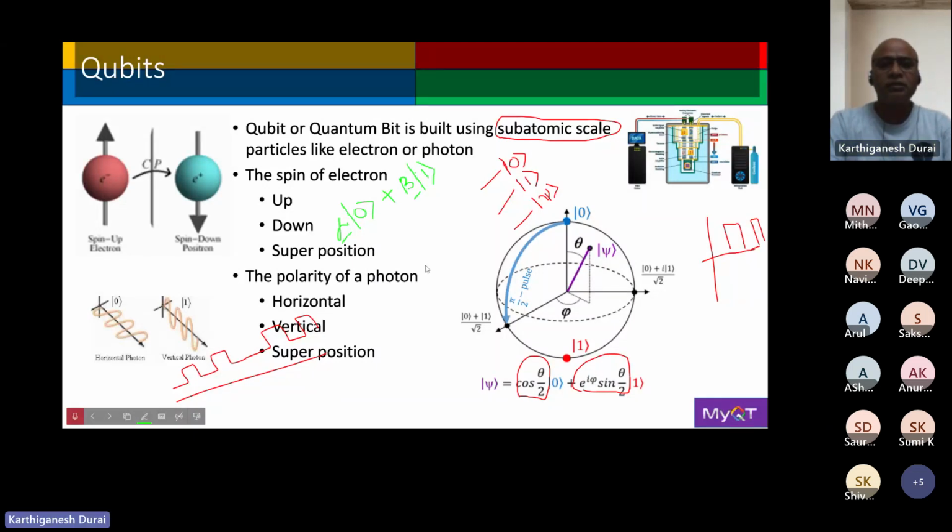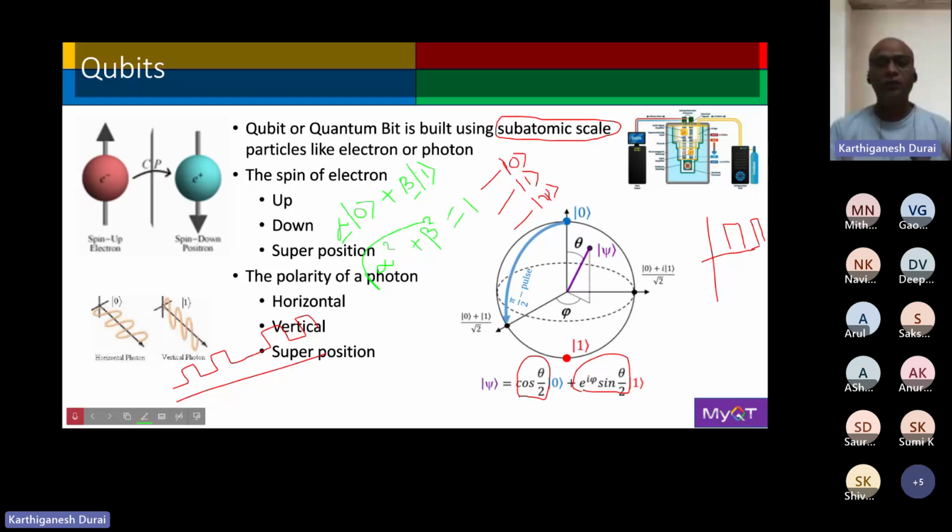Since it is a sphere, there is a formula: alpha square plus beta square, actually the root of alpha square plus beta square is always equal to 1, which is the modulus, the magnitude, right? That magnitude is always 1. That's why these things are mathematically represented using unitary matrices. That is one reason we are limiting it to always be within the sphere. So this is how qubits are mathematically represented.